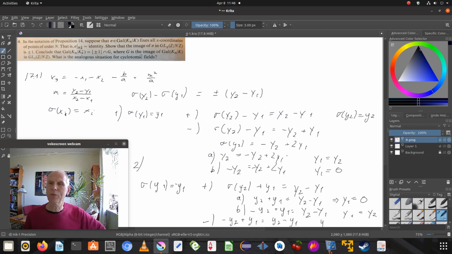So I'm thinking in a very strange way, because I have to conclude that sigma of y2 equals plus minus, or having the same sign. So I'm doing it in a very complicated way. So I'd rather start all over again.